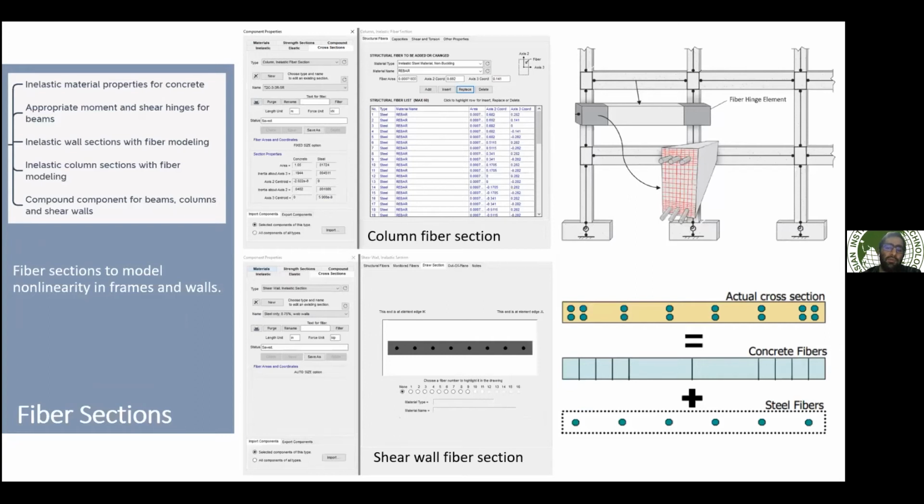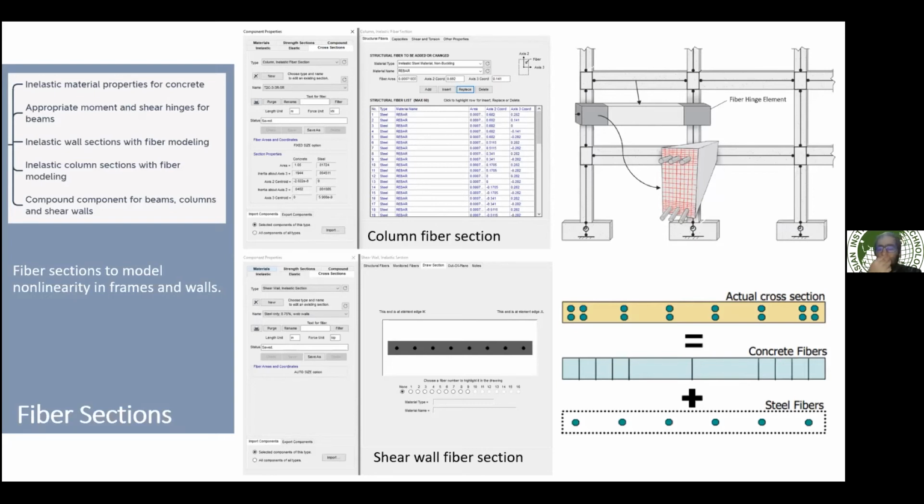So once you have those material stress strains defined, you can use them to come up with your fiber sections. You can have fiber sections, and then fiber sections for shear walls. One thing to note here is that it will not be as user friendly as ETABS. When you want to define your fiber sections, you will need to input data manually. For shear walls, it will not be as tedious as it is for columns.